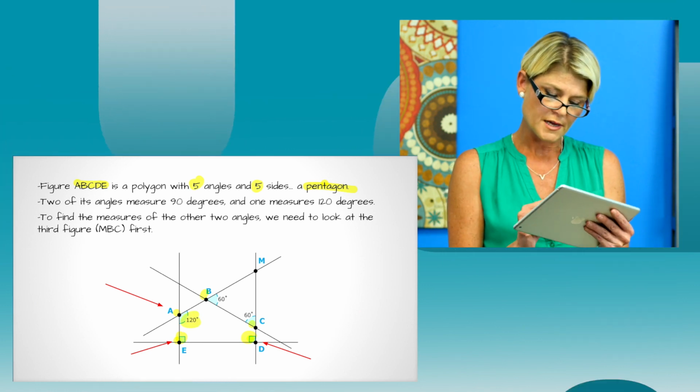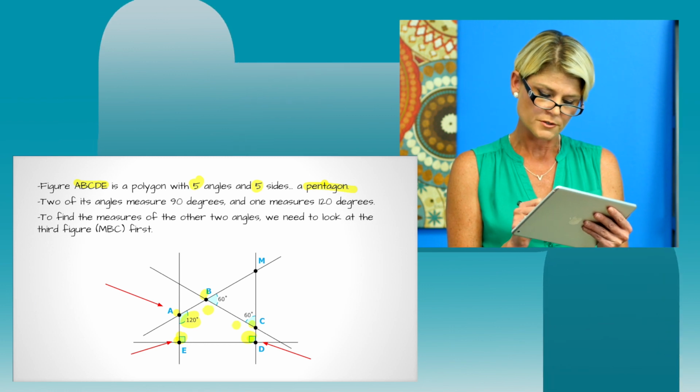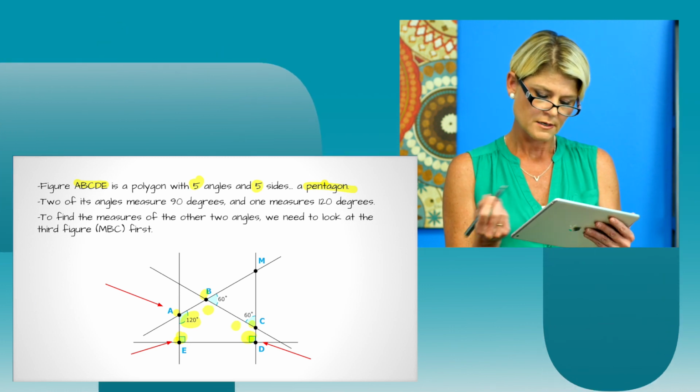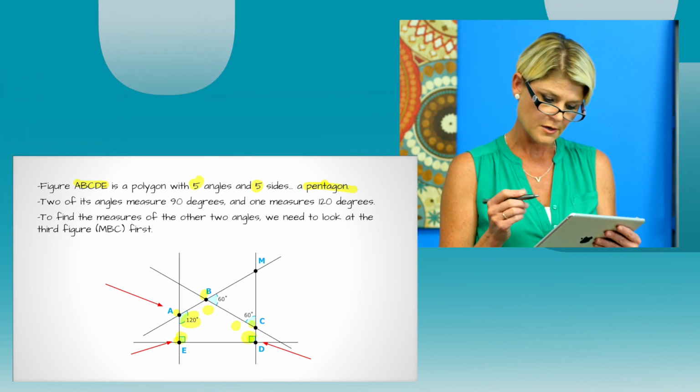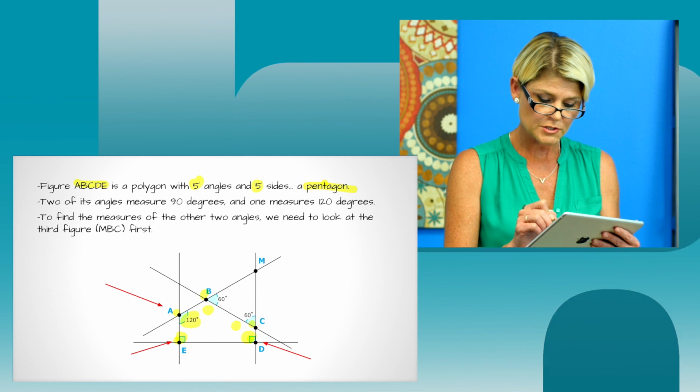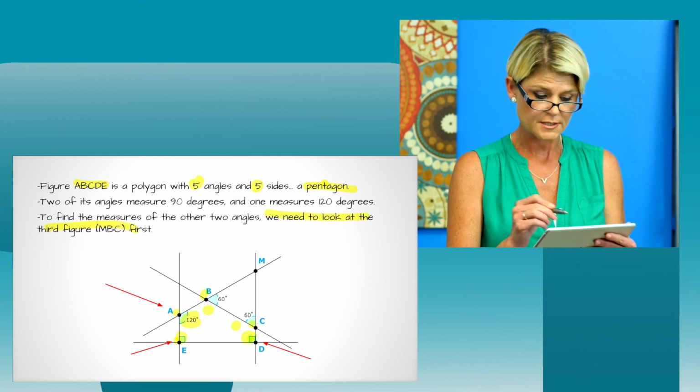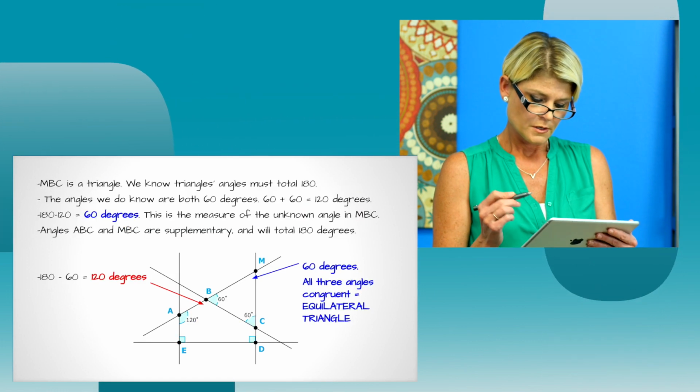So we want to find what are the measures of these other 2 angles, right here next to the B and the C, inside that little house shape. How could we find out the measurements of those 2 angles? Well, what we probably should do is look at the third figure, MBC, first. So let's do that.